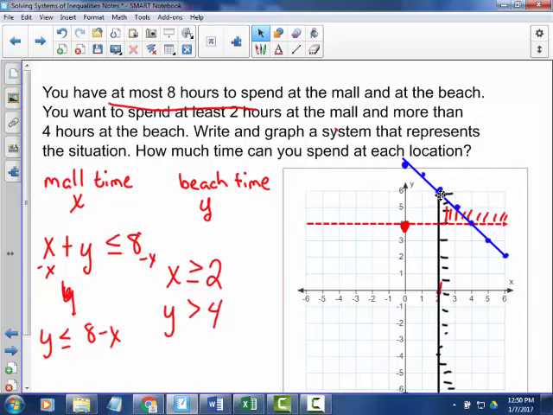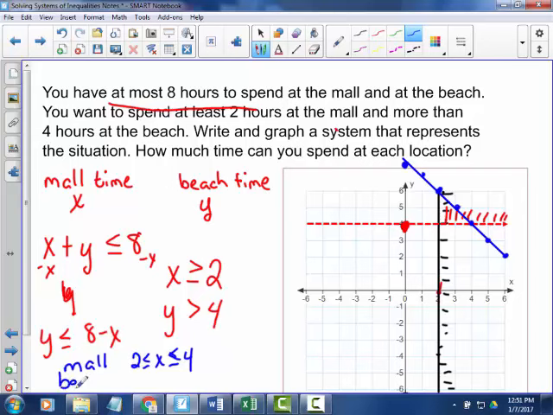As we rise here, these are possibilities. So we could spend between 2 hours and 4 hours at the mall, and that's solid. So that's included. So our mall time, we could go from 2 to 4. But that's somewhere, any number from 2 to 4 would be good for the mall.